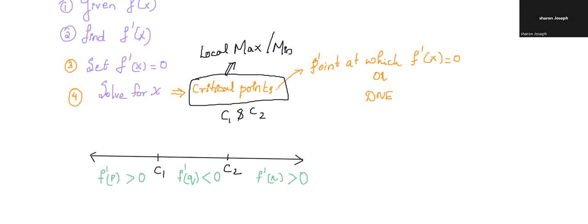So we are trying to make a conclusion out of it. On the first interval, we can see that the first derivative f prime of p is greater than zero. That means our original function f of x is increasing on that interval. Once you plug in the test point and you're getting greater than zero, then f of x is increasing on that interval. When f prime is less than zero, then f of x is decreasing on that interval. And the last interval is positive, greater than zero, so it is increasing on that interval. So what are the conclusions that we made?